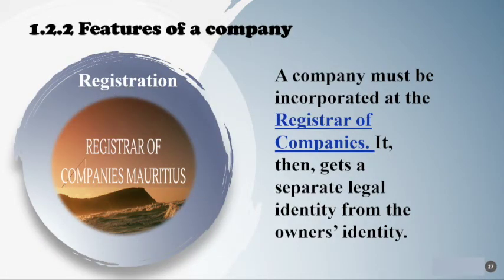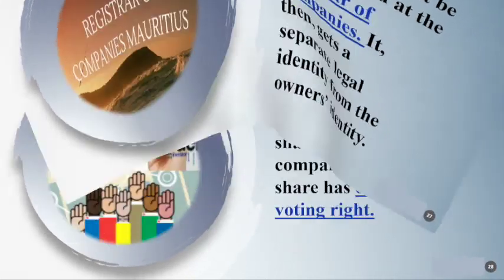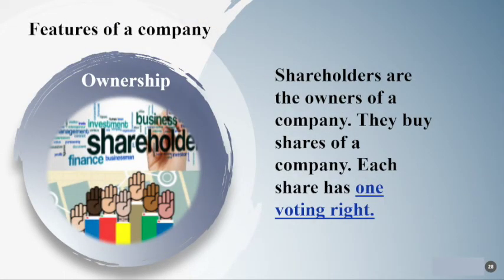Now, let us have a look at the features of a company. Registration. A company must be incorporated at the Registrar of Companies. It then gets a separate legal identity from the owner's identity. Ownership. Shareholders are the owners of a company. They buy shares of a company. Each share has 1 voting right.